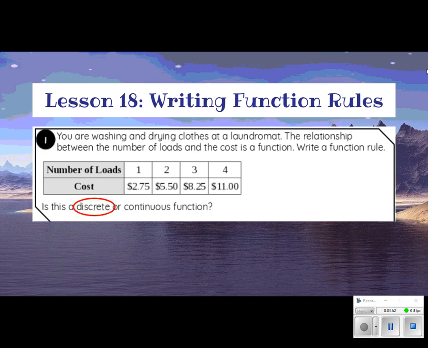Even though the money is in fractions, we wouldn't be paying at any point in time $3.15 because that doesn't make sense with what our table says. So we wouldn't be paying a fraction of whatever cost is in there. So let's look at creating our function rules.